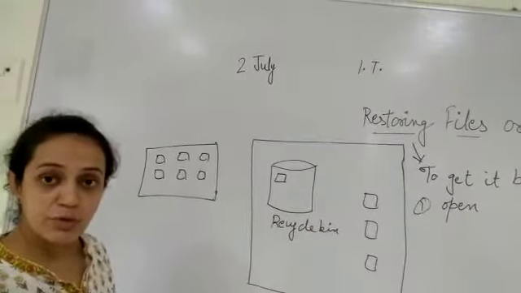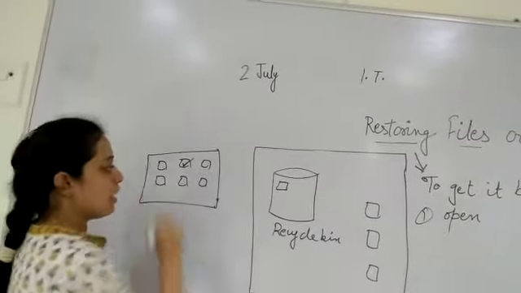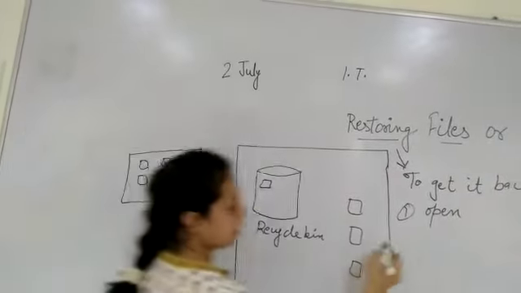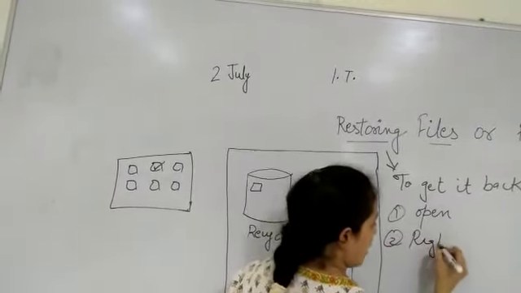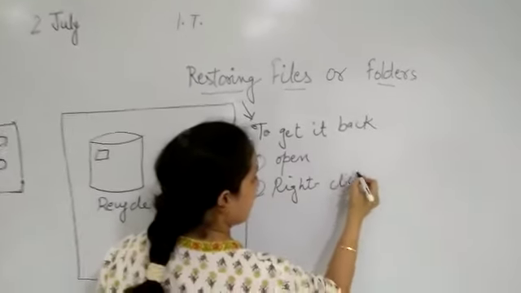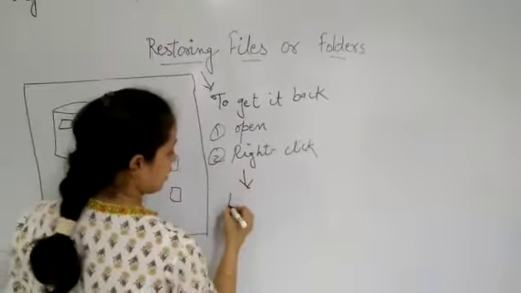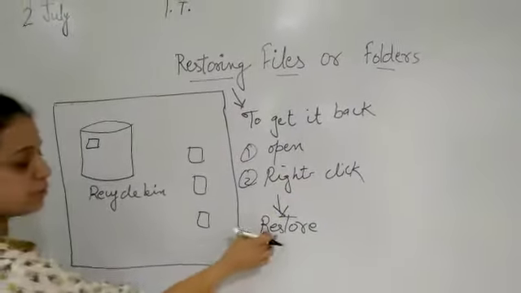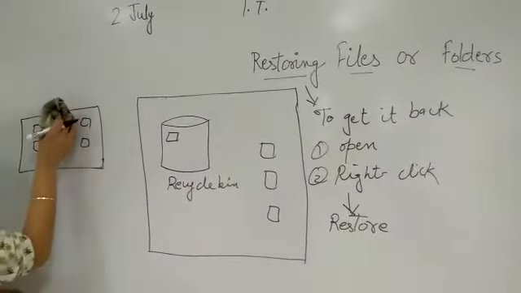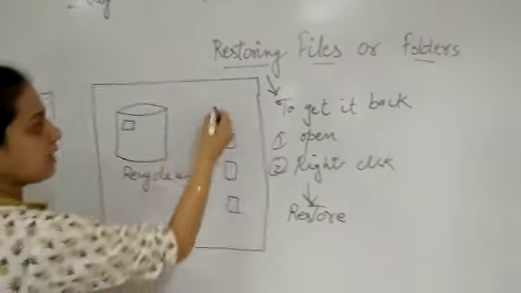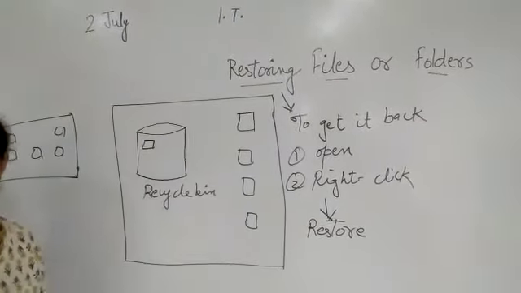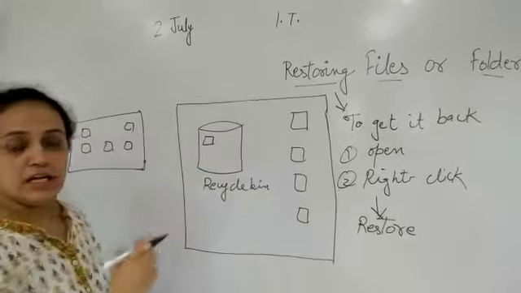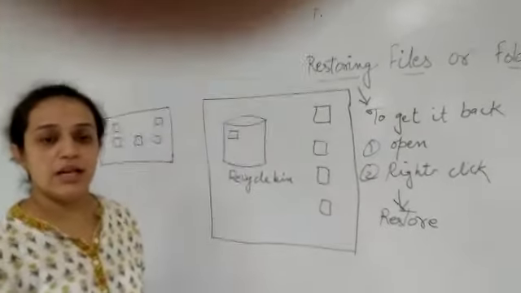Whatever the file you want to restore, suppose I want to restore this file, I will select this file, and after selecting, what will I do? I will do right click, and then there comes the option restore. I click on the option restore. This file is removed from the recycle bin and it will come back to its original place. So in this way we restore and delete all the files and folders. Let's do them practically.